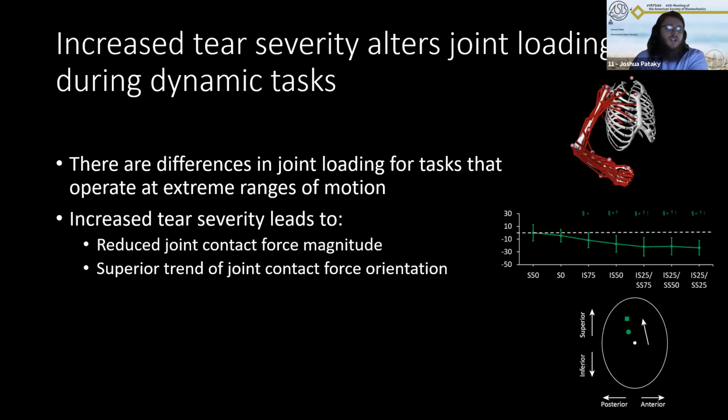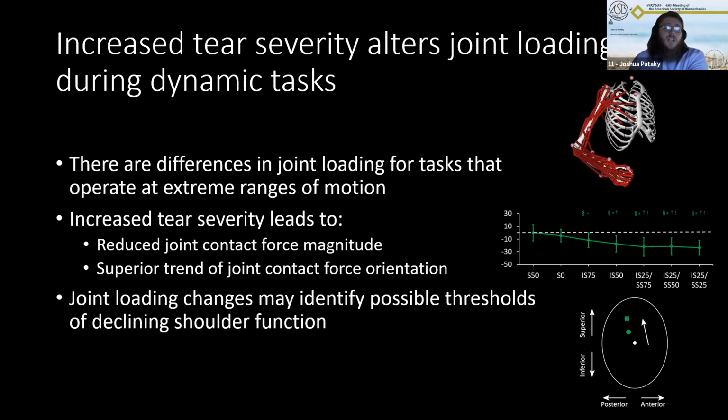For all tasks, when tear severity increases, the magnitude of the peak joint contact force decreases. Additionally, for all tasks, a significant posterior superior shift in joint contact force orientation was seen for increasing tear severity. These descriptions of changes to joint contact force loading may also be helpful in identifying possible thresholds beyond which shoulder function begins to decline or injury risk markedly increases, which is the focus of our current work.